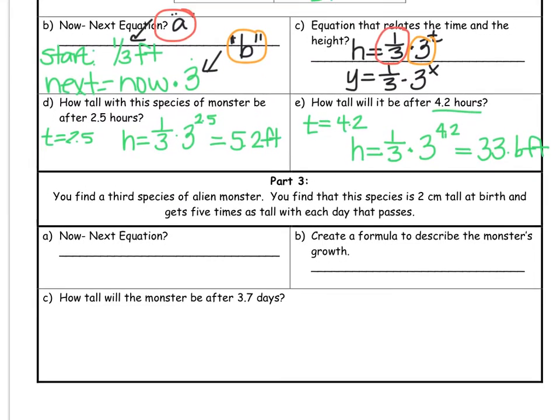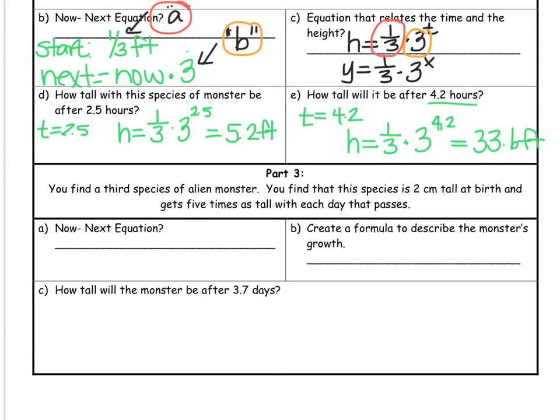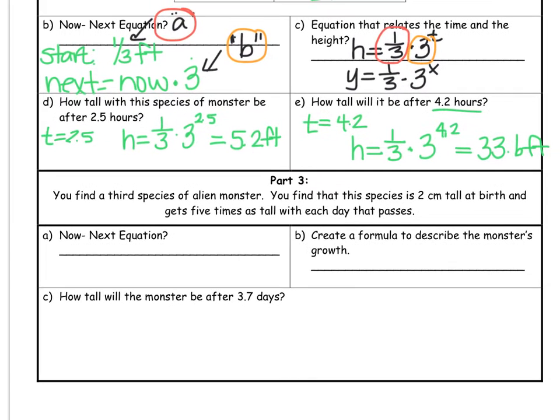Okay, the last one I want you to try by yourself. The alien monster: you find a third species of alien monster. You find that this species is 2 centimeters tall at birth and gets 5 times as tall with each day that passes. You need to write a now next equation, create a formula to describe the monster's growth, and how tall will the monster be after 3.7 days.